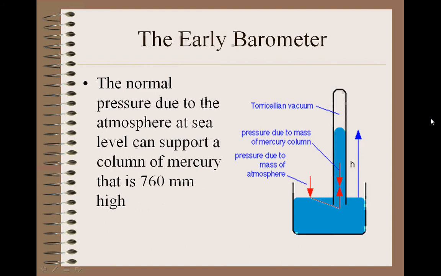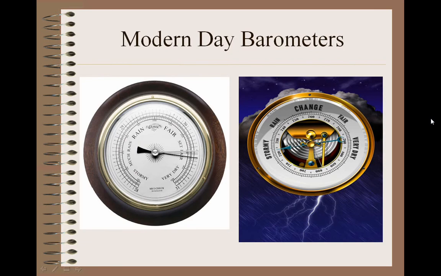Here's a picture of the early barometer. Notice the normal pressure due to atmosphere at sea level can support a column of mercury that's 760 millimeters high. Here's a couple pictures of some modern barometers. Notice that the higher the pressure, the drier it gets, and the lower the pressure, the more chance of rain there is. So when we look at the barometer, it can tell us if there's a better chance for rain or a better chance for it to be a dry day.